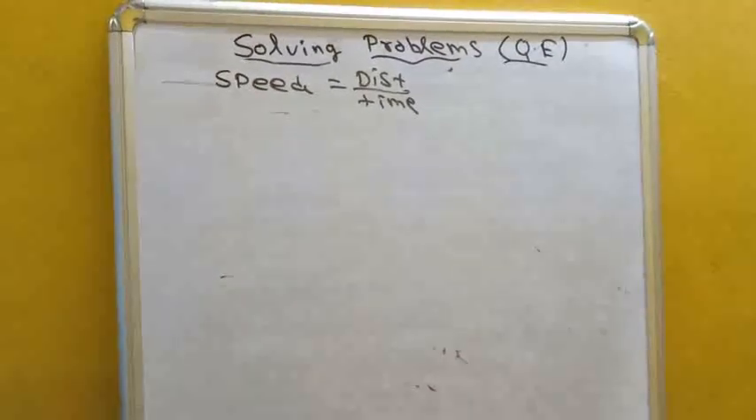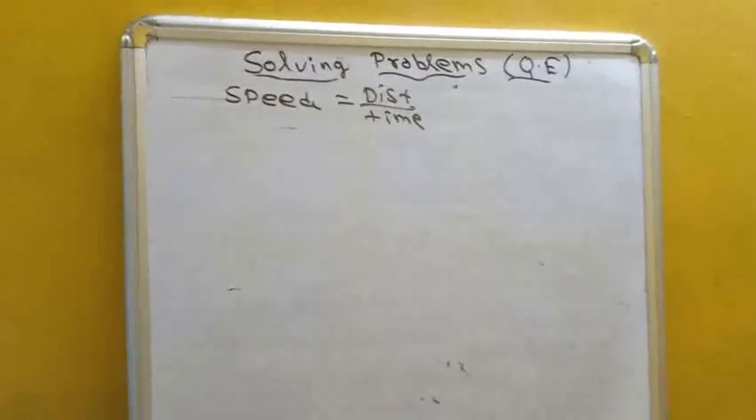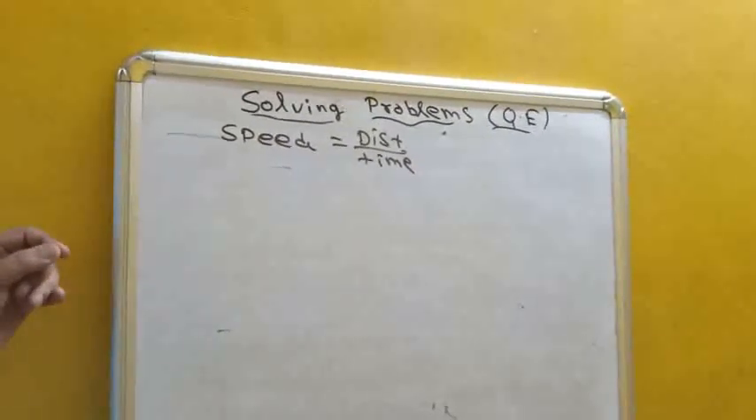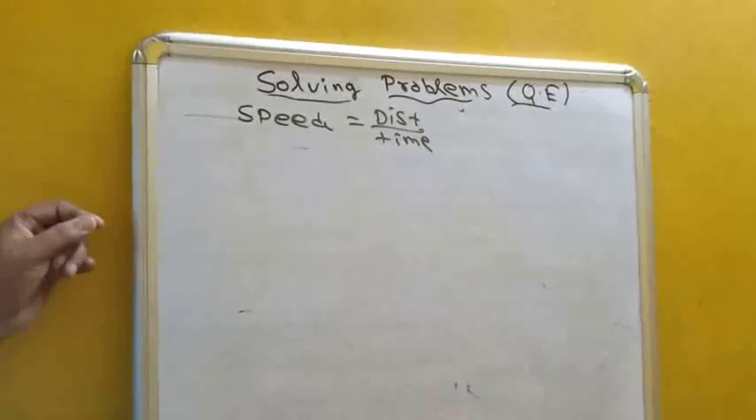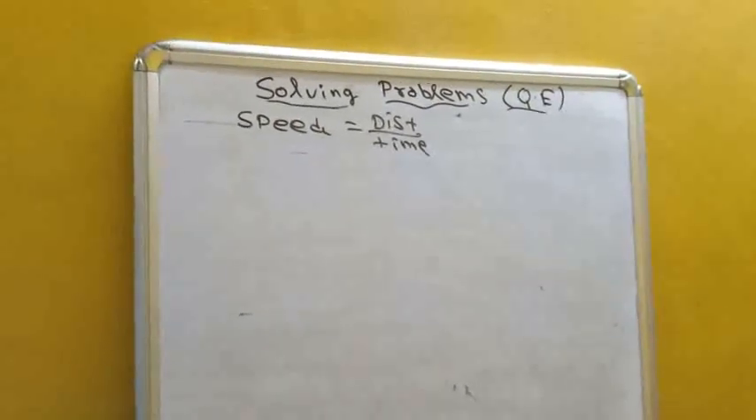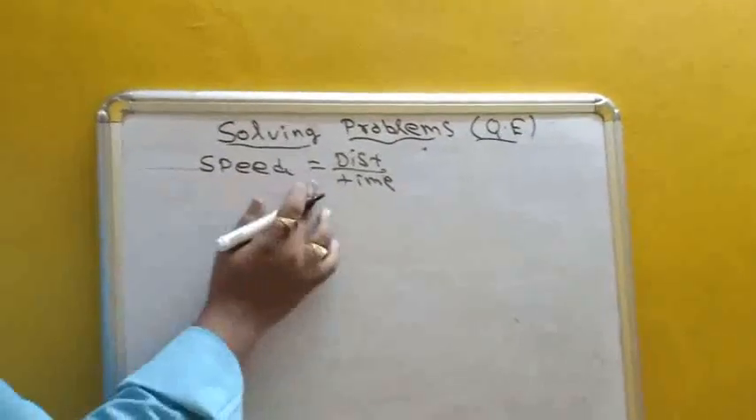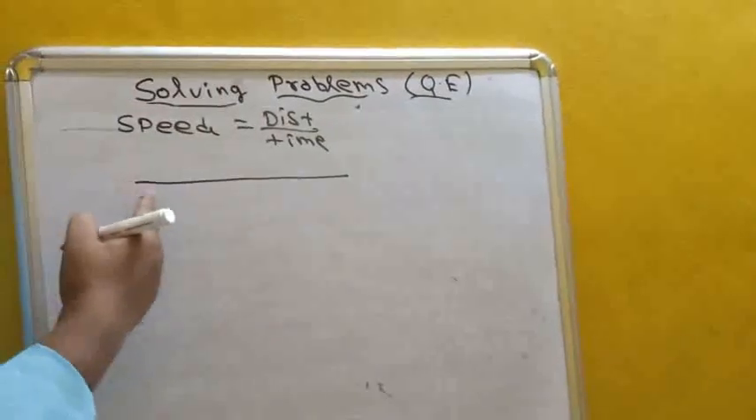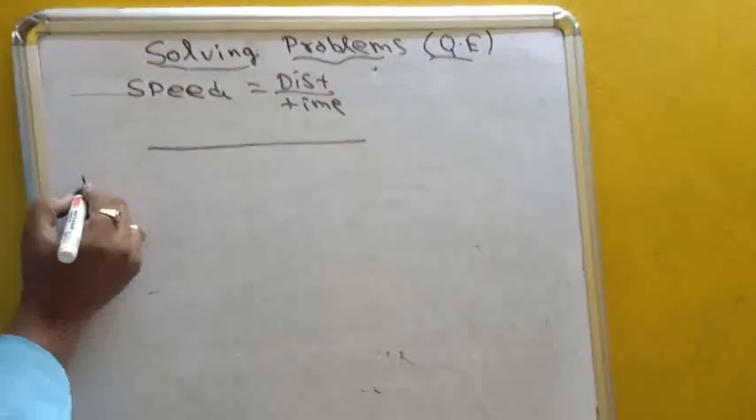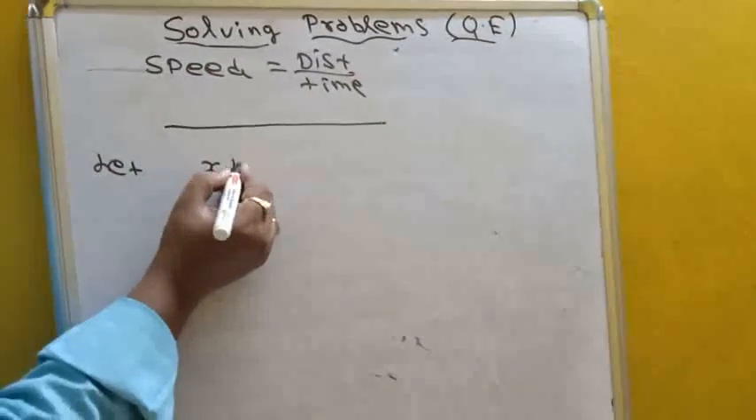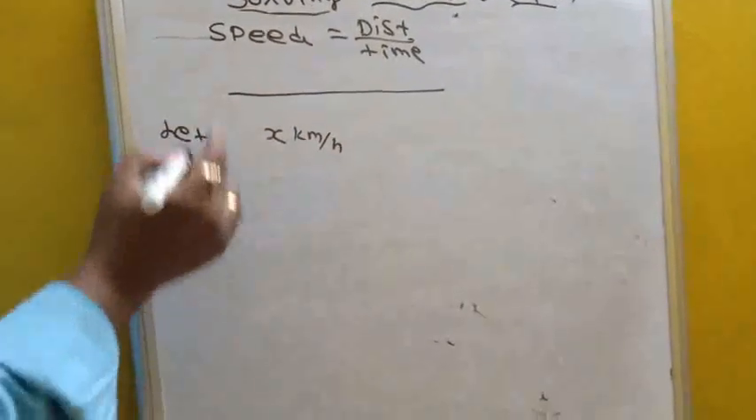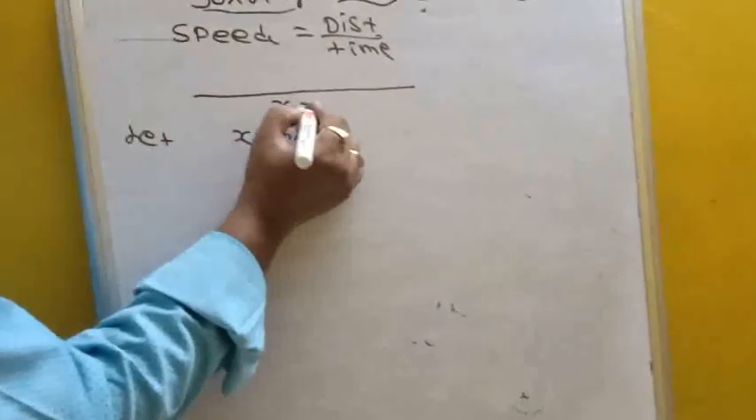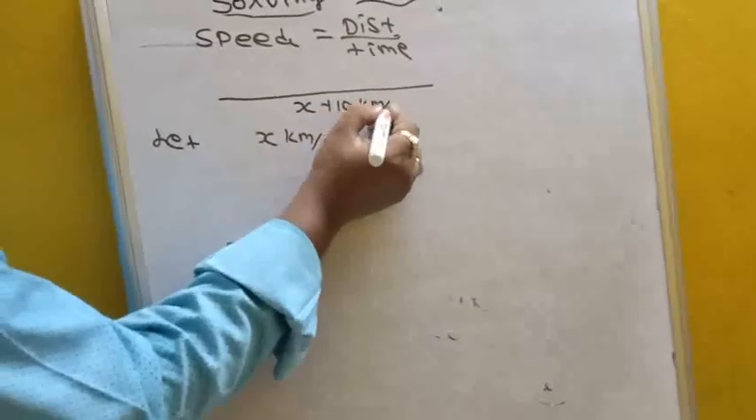He will ask you in the questions, by increasing the speed of a car by 10 km per hour, the time of journey for a distance of 72 km. First, what did he tell? By increasing the speed of a car. So let the initial speed equal x km per hour. By increasing 10 km per hour means x plus 10 km per hour.